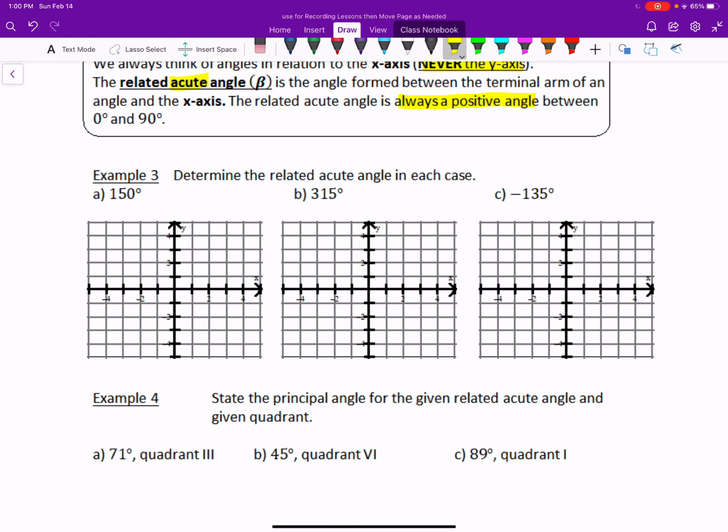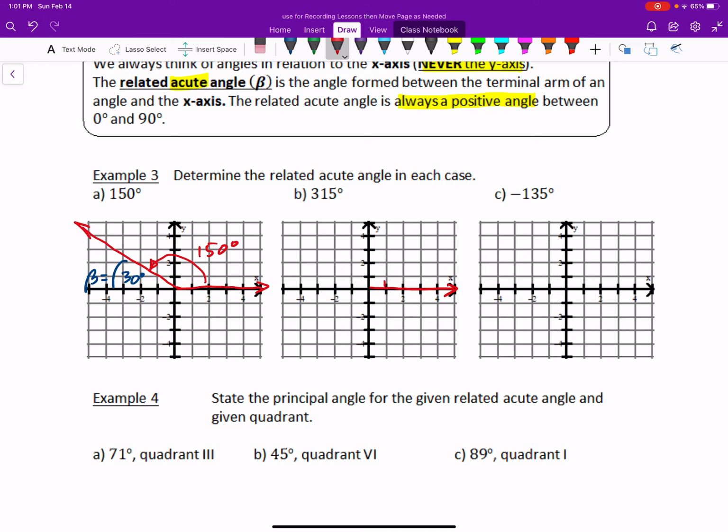So to determine the related acute angle in each case, well, if my initial principal angle is 150, that's going to take me up to about here. Again, I know it's all the way to the x-axis again would be 180 degrees. So the difference between the 180 and the 150 is 30. My related acute angle in this case is 30 degrees.